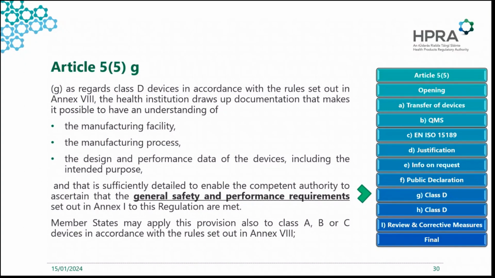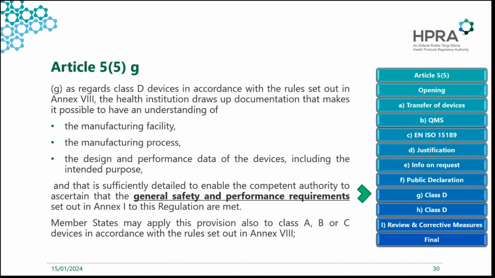So this next point, Article 55G, applies only to Class D devices. It says here, in accordance with the rules set out in Annex 8. So Annex 8 is the part of the regulation that talks about classifying IVDs, and it provides a set of rules as to how you would classify those IVDs. There's 4 classes of IVDs under the regulation: A, B, C, and D, with D being the highest risk.